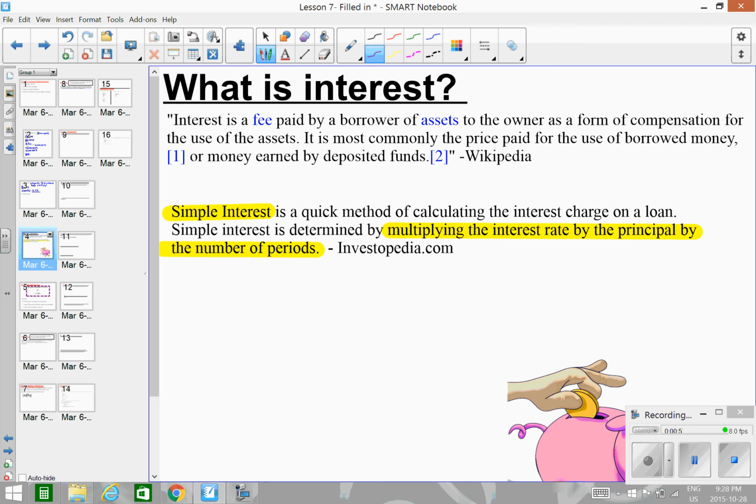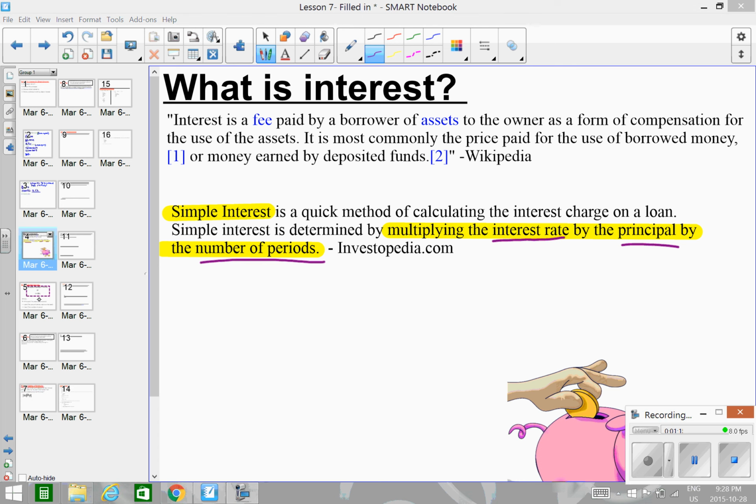So there's two different ways to calculate this extra amount of money. The first is simple interest. It's a quick method, and it's done by multiplying the interest rate by the principal by the number of periods.